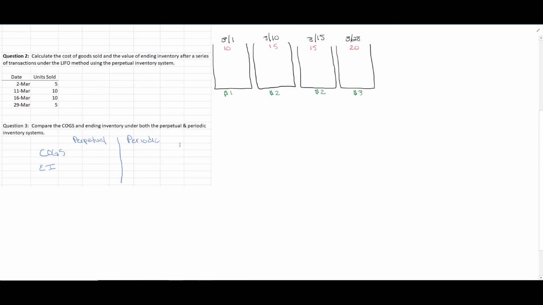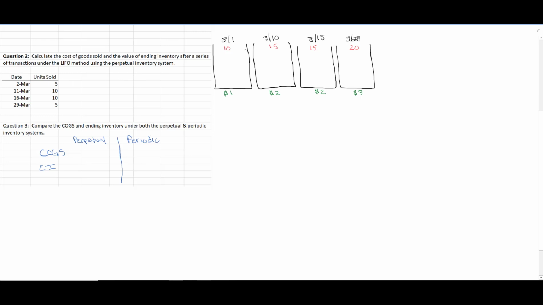Same facts, except that now we have the specific dates that some of these items were actually sold. Under the perpetual inventory system, we actually update inventory in real time. So as a piece of inventory is sold, the inventory number is automatically updated, as is our cost of goods sold. Not our purchases account, but inventory and cost of goods sold are updated in real time. So our first sale on March 2nd, we sold 5 units.